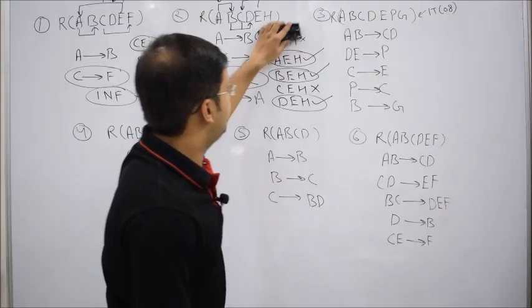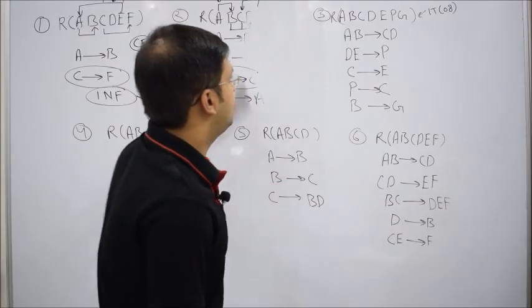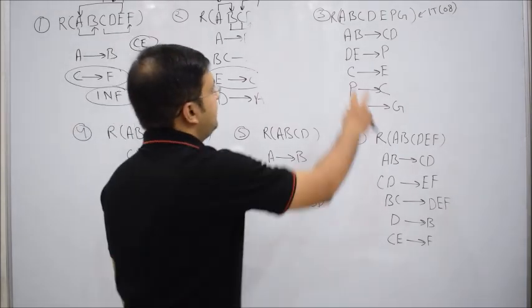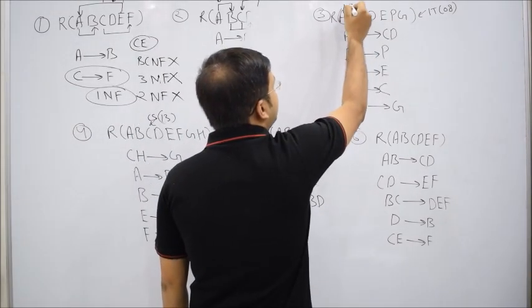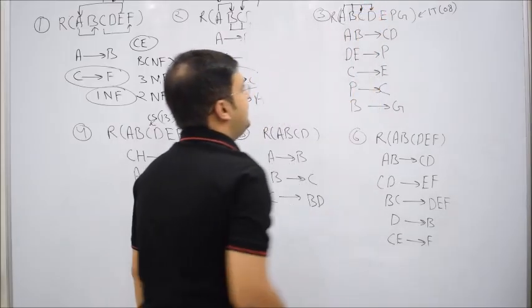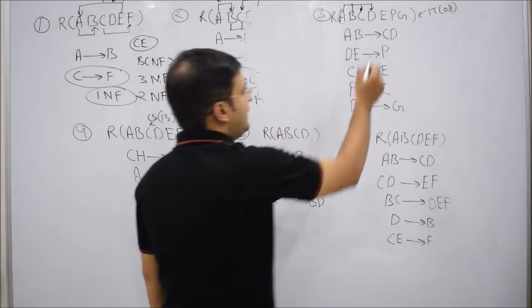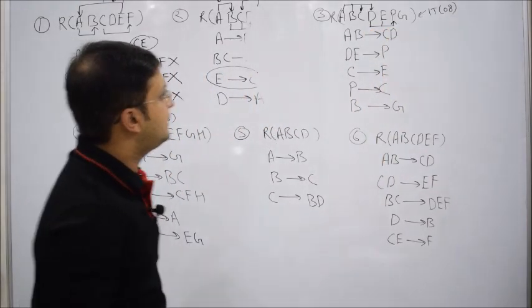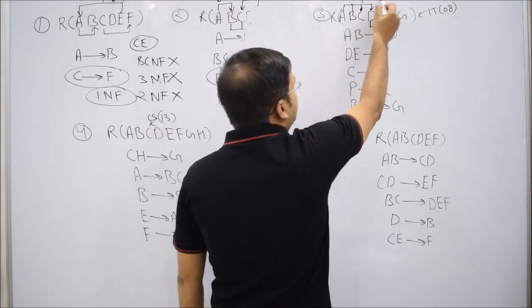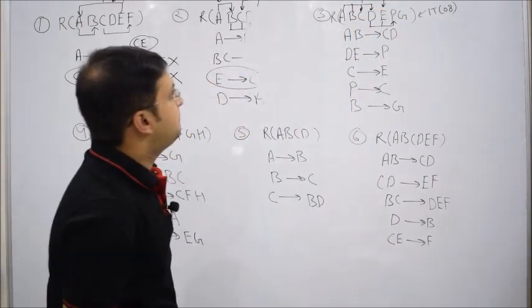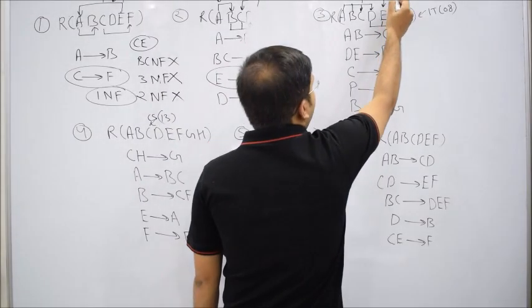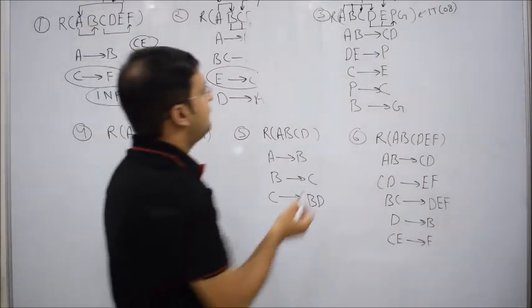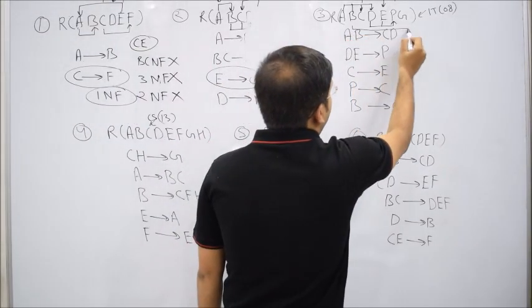This question was asked in IT 2008. Again, there's a set of functional dependencies, and let's solve it one by one. From AC we can find CD. Then from DE we can find P. From C we can find E. From P we can find C. And last, from B we can find G.